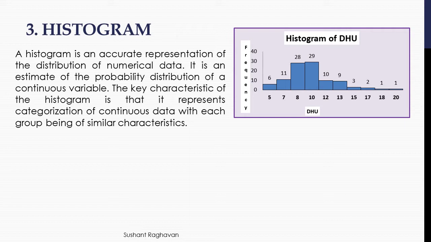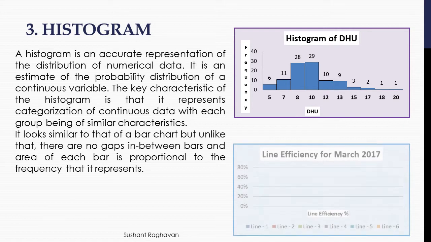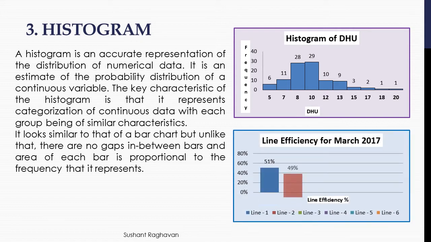The key characteristics of the histogram is that it represents categorization of continuous data with each group being of similar characteristics. It looks similar to that of a bar chart, but unlike that, there are no gaps in between bars and area of each bar is proportional to the frequency that it represents. Below is a bar chart showing sewing line efficiency in percentage.